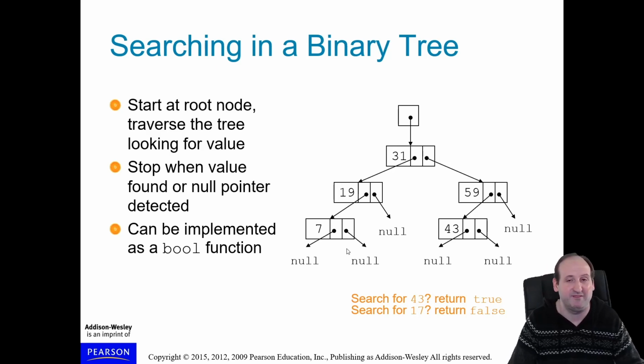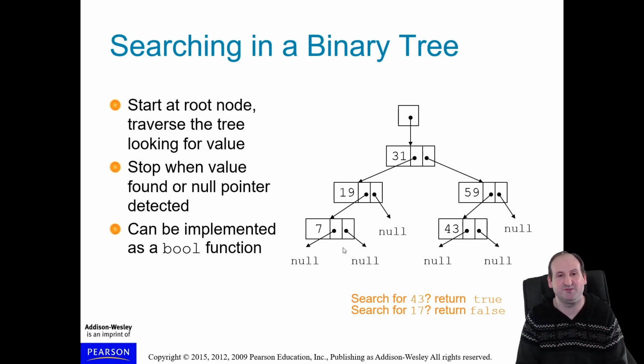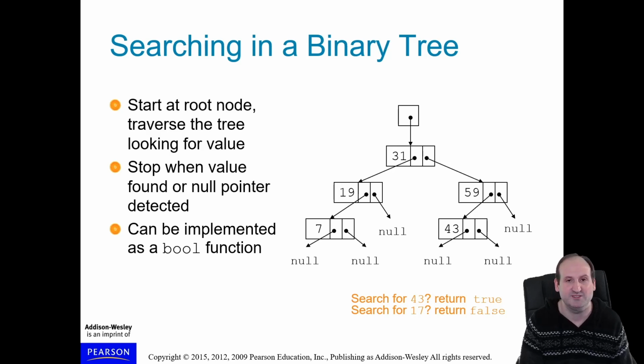And that'll work for every case, obviously. It will work for every single case. And in this kind of situation, since we're just using integer values, you could have a bool function that just returns true or false. Is this thing in here? Yes or no. Hit a null, return false, find the value, return true.